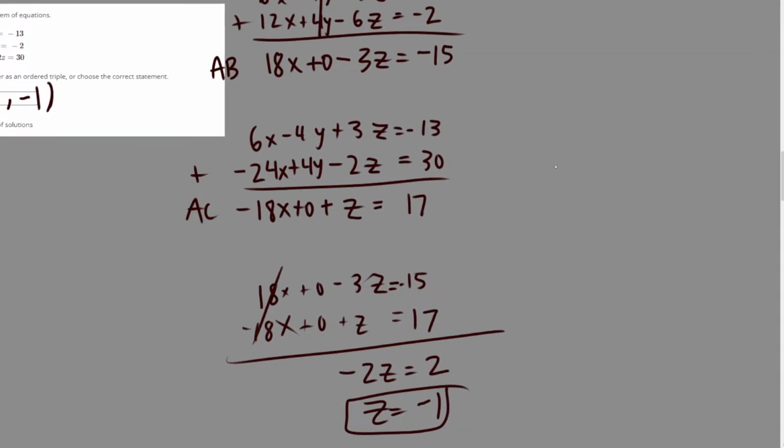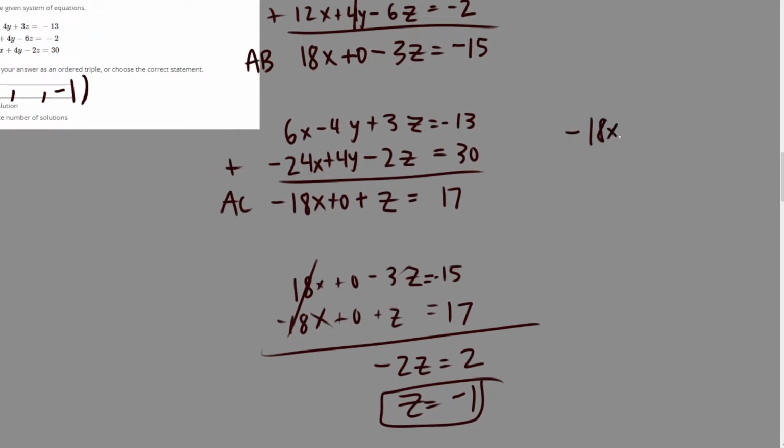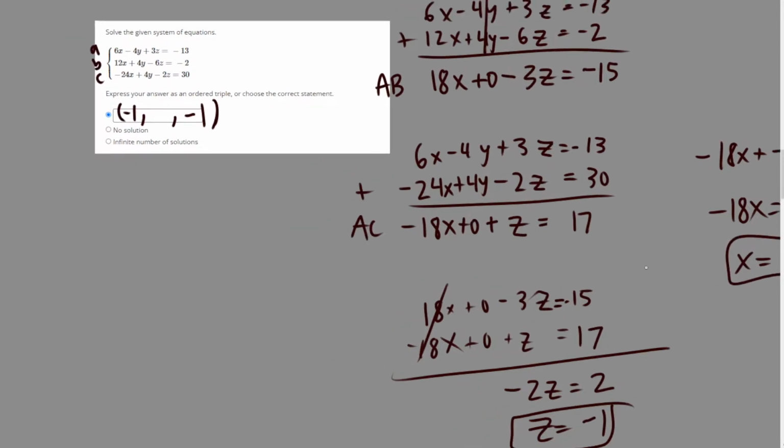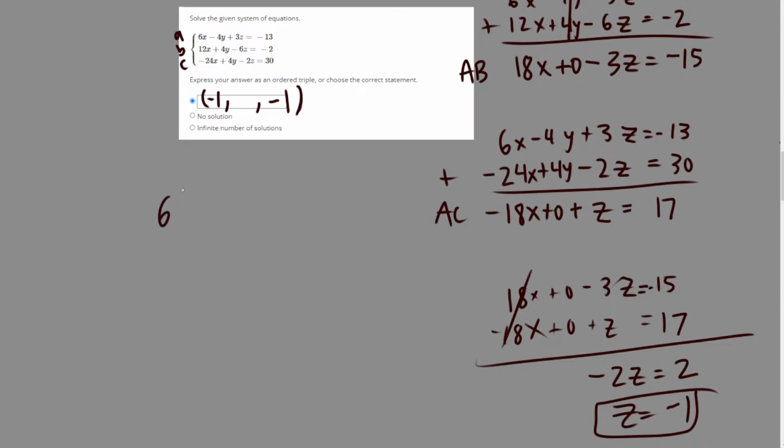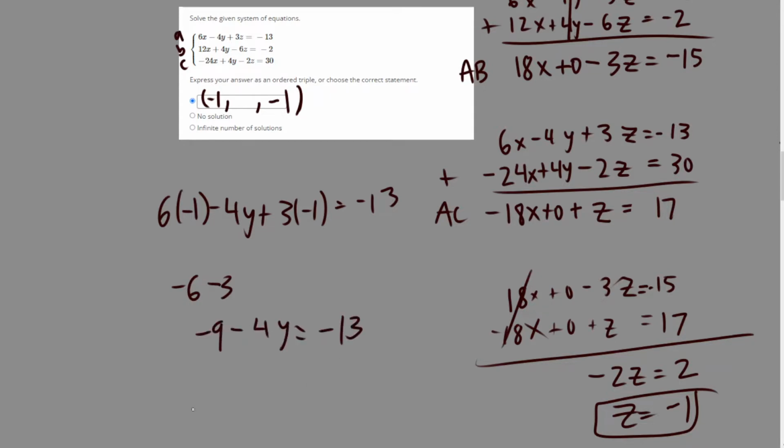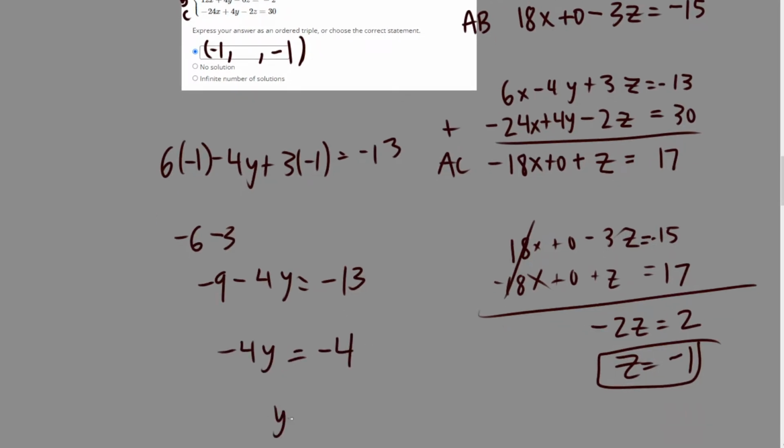So now what we can do is say, okay, negative 18x plus negative 1 equals 17. We'll add 1 to each side, so we have negative 18x equals 18. So we'll have x is equal to negative 1 as well. Now we can go back up to one of our equations. We have 6 times negative 1 minus 4y plus 3 times negative 1 equals negative 13. That gives us negative 6, and then minus 3, which is negative 9, minus 4y equals negative 13. We'll add 9 to both sides. So we'll have negative 4y is equal to negative 4, which gives us y is equal to 1.